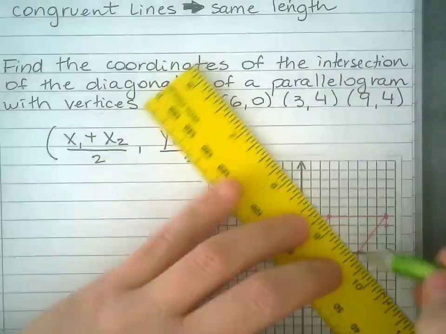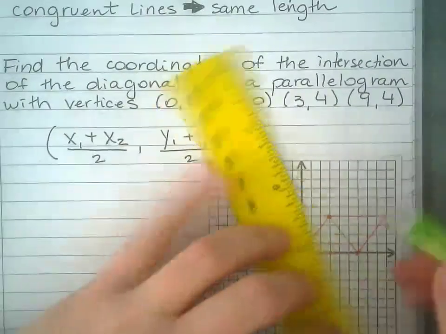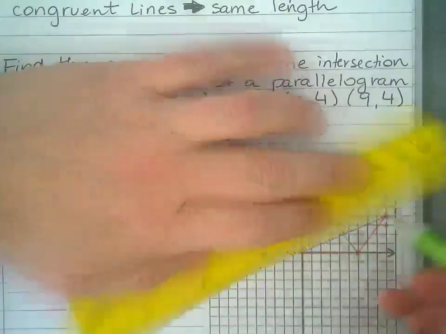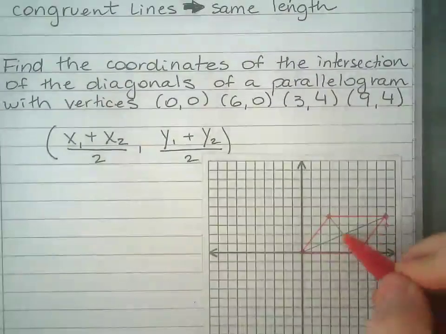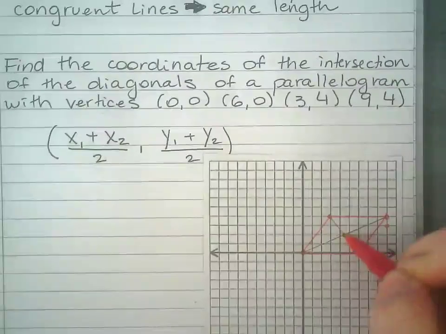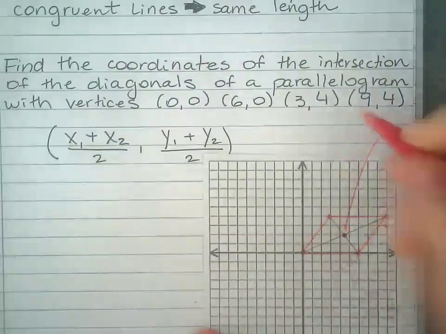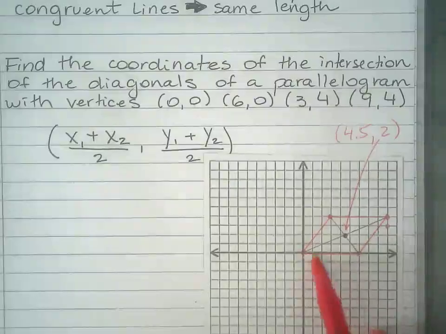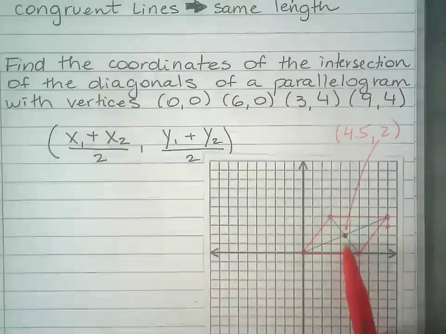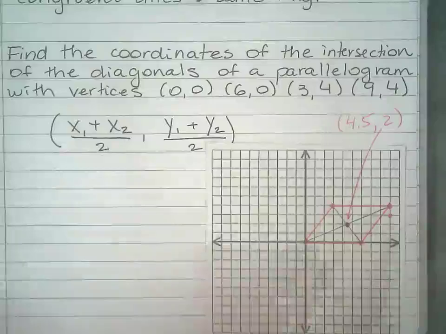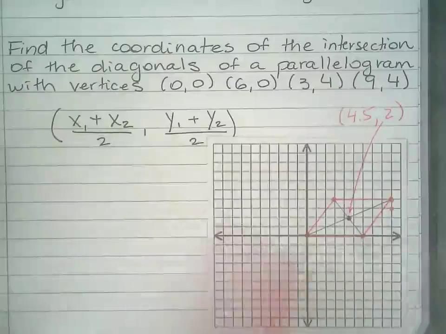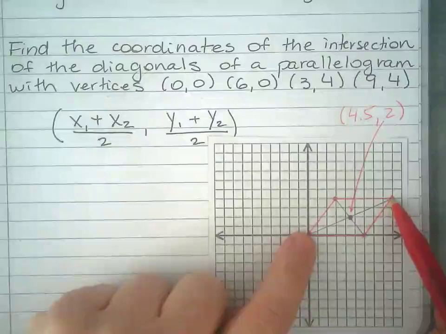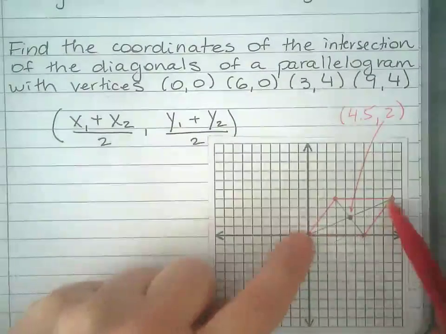So I'm going to trace both diagonals. And I know the diagonals of a parallelogram bisect each other. That means cut each other in half. They intersect right there. And I know by looking at the graph that this point is 4.5 and 2. 1, 2, 3, 4 and a half. And then 1, 2 for y. Sometimes if you don't have the graph, you can just use the midpoint formula. Just make sure when you choose the points, they're opposite points to find the distance between them.